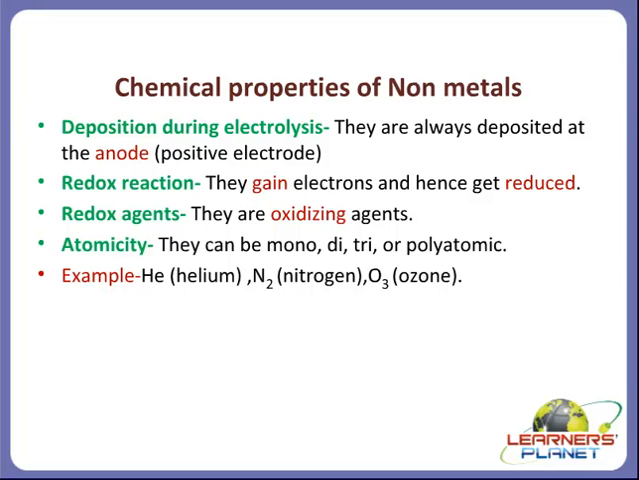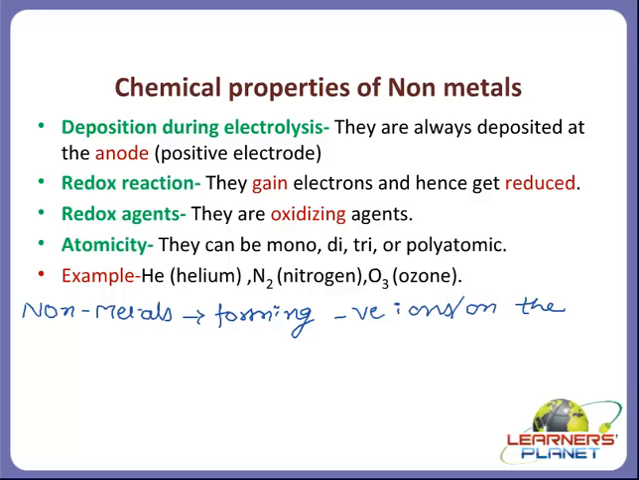We know that non-metals form what type of ions, children? Non-metals form electronegative, or we can say negative, ions. So where should they be deposited? They should be deposited on the positive electrode in the electrolytic cell, or during electrolysis.